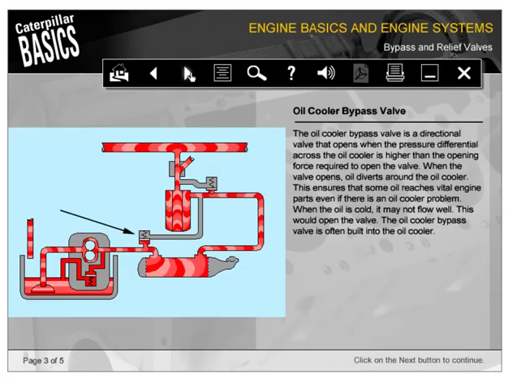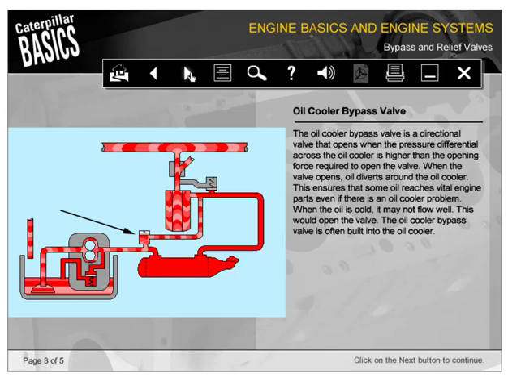The oil cooler bypass valve is a directional valve that opens when the pressure differential across the oil cooler is higher than the opening force required to open the valve. When the valve opens, oil diverts around the oil cooler. This ensures that some oil reaches vital engine parts, even if there is an oil cooler problem. When the oil is cold, it may not flow well. This would open the valve. The oil cooler bypass valve is often built into the oil cooler.